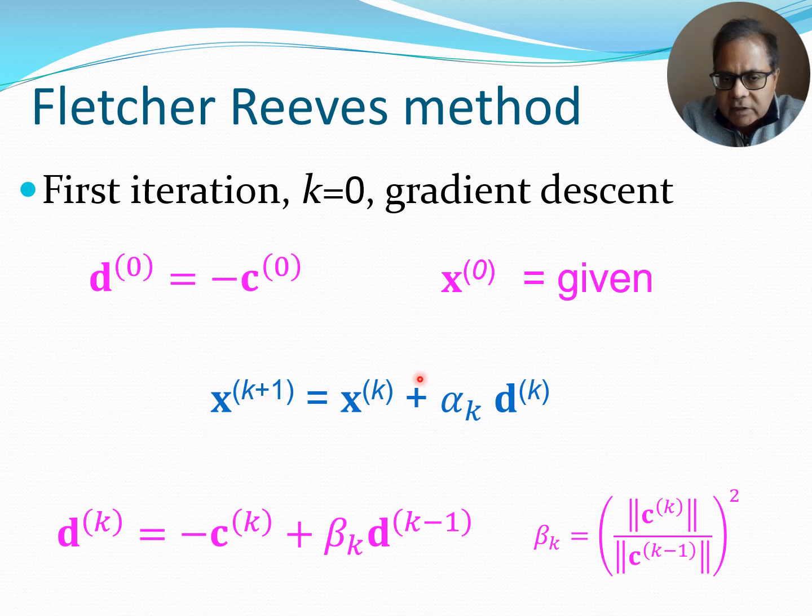xk plus 1 is xk plus alpha k dk. Remember, alpha k is the one-dimensional step size. We need to calculate this using some algorithm, one of the 1D search algorithms. And then we of course find dk using this formula here. So now let's try to implement this method in Python code.